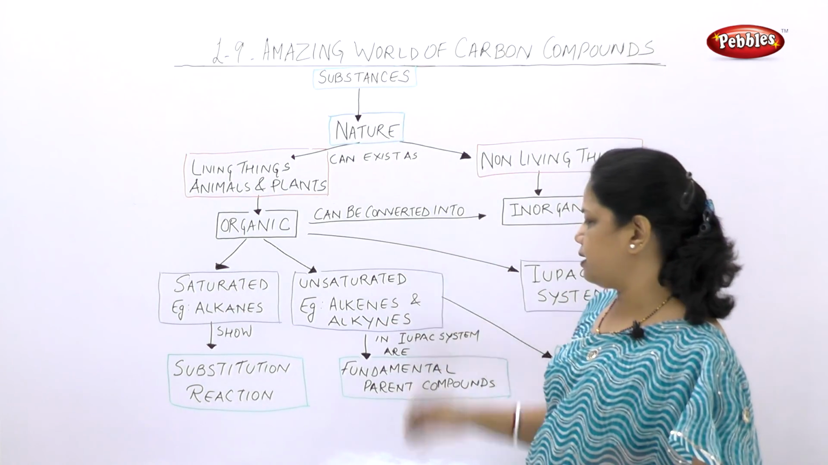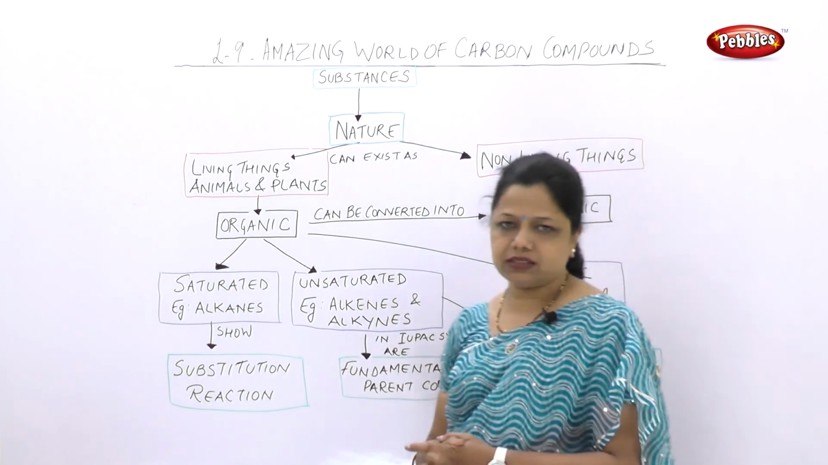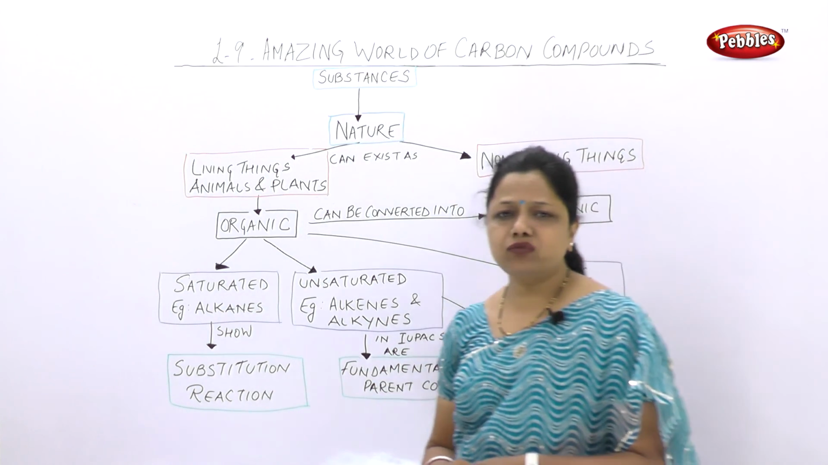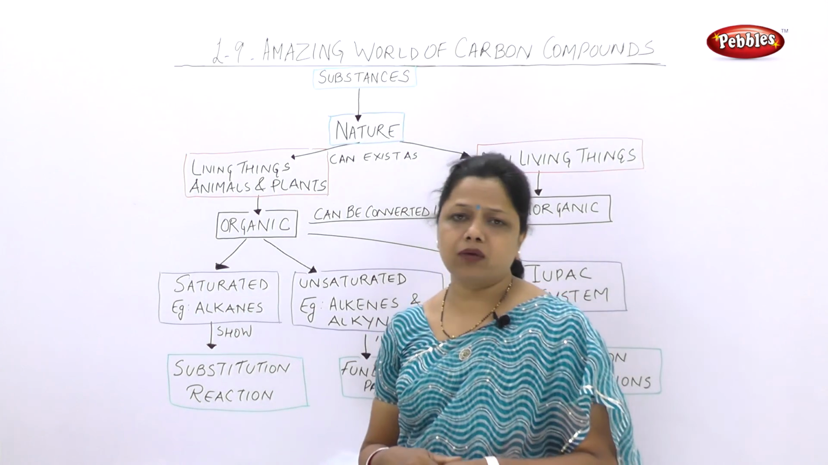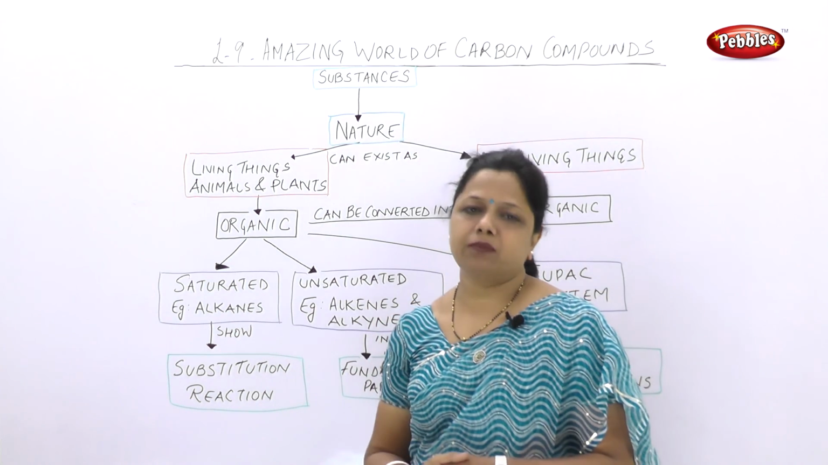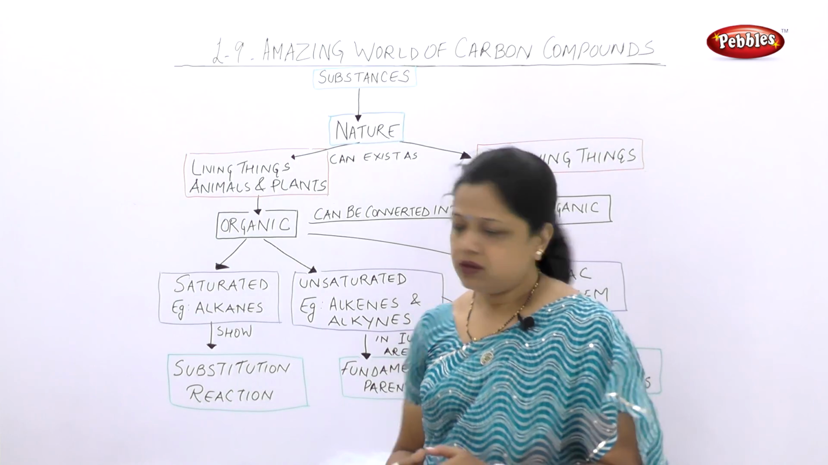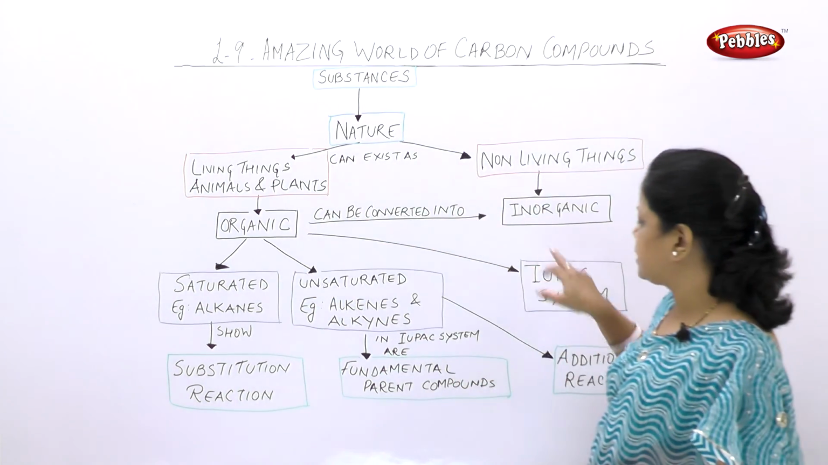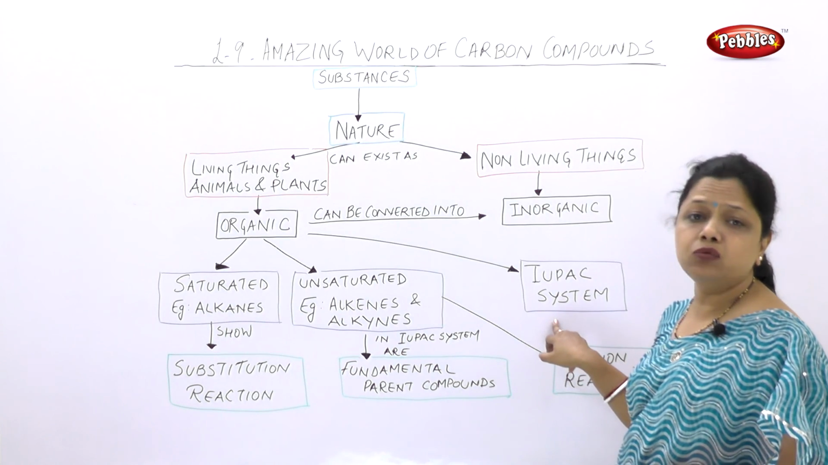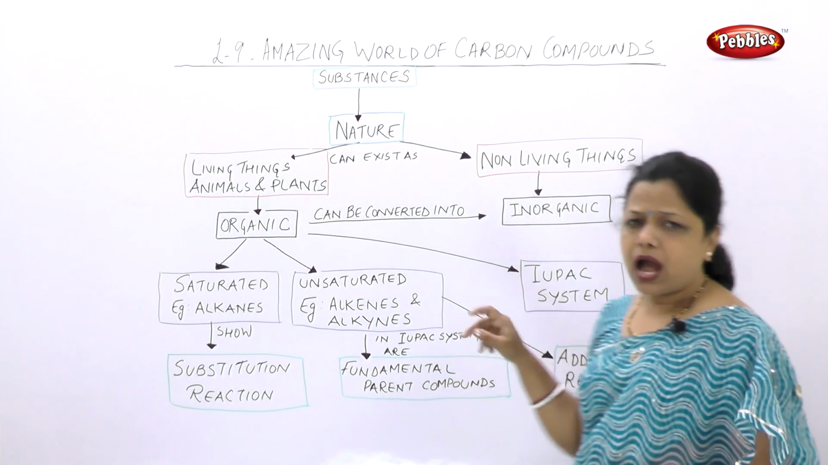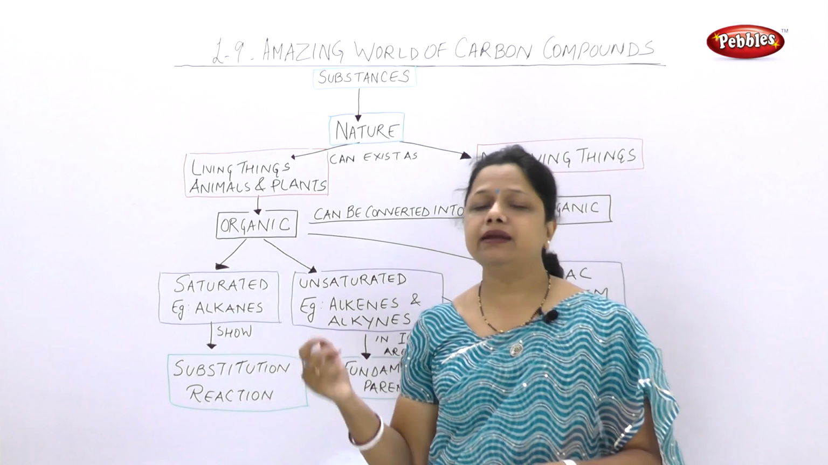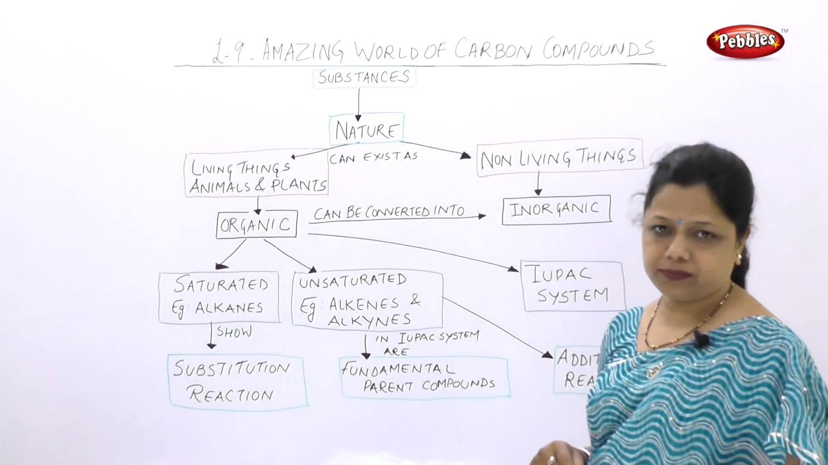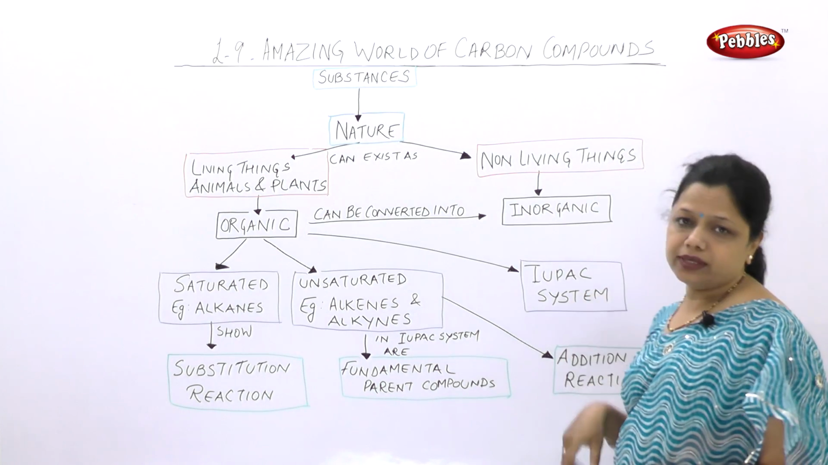Unsaturated alkenes and alkynes, in the IUPAC system, are the fundamental parent compounds. So we have to first find out which is the parent compound, and then we name them, or we give the nomenclature. What is IUPAC? The organic compounds can be named by the IUPAC system. IUPAC: International Union of Pure and Applied Chemistry. So this is the IUPAC system.